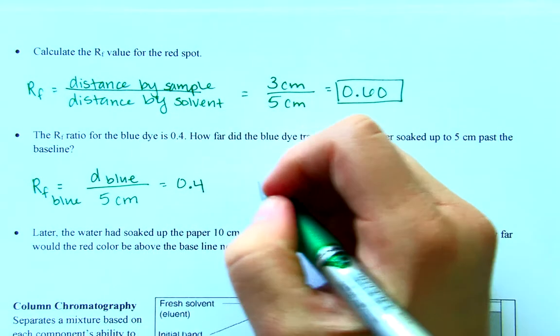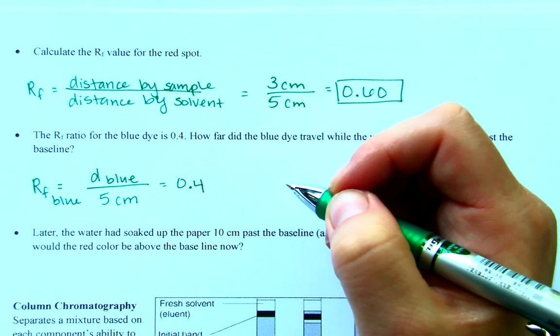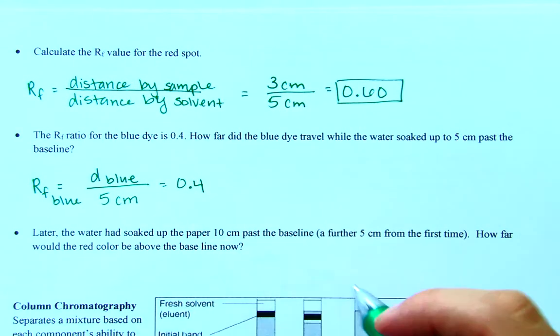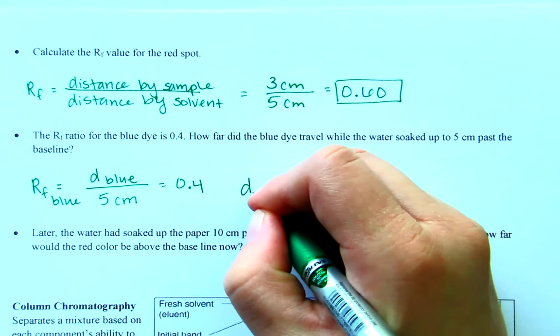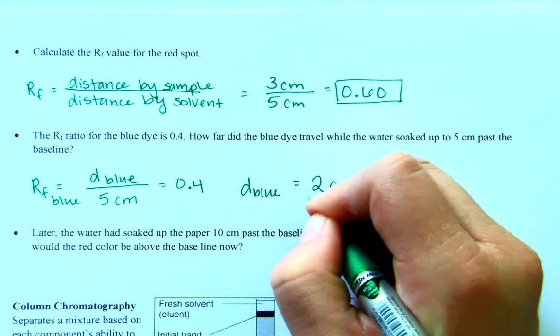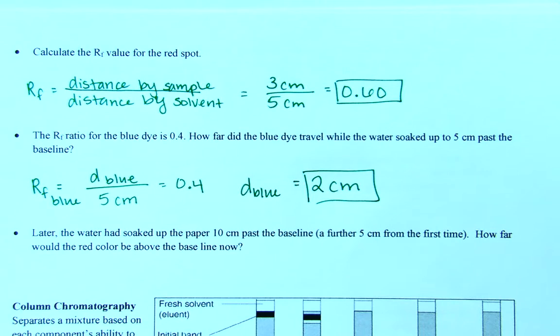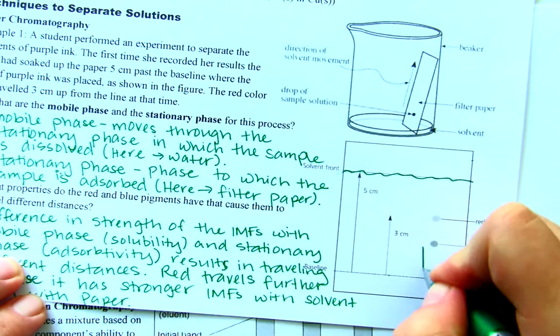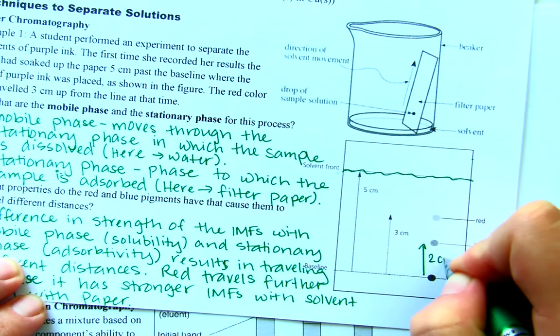Please pause this, find the distance that the blue dye traveled, and then come back. Alright, so after doing a simple calculation, you can see that the distance that the blue dye traveled is 2 centimeters. So we've now calculated this distance here as 2 centimeters.